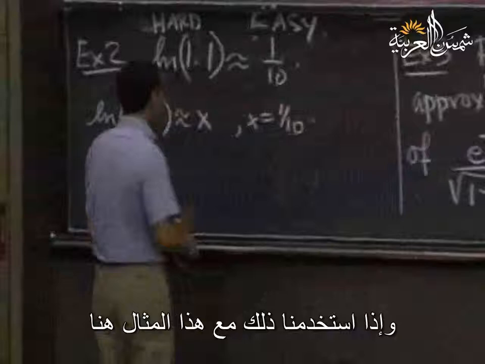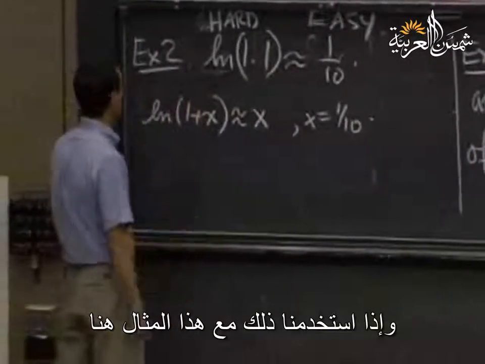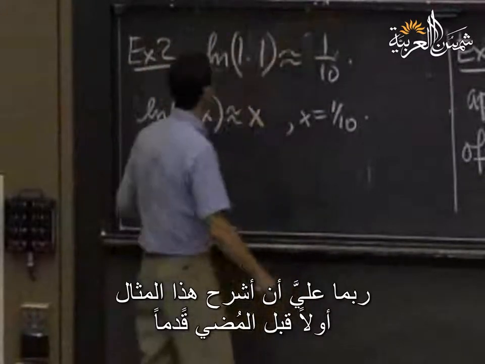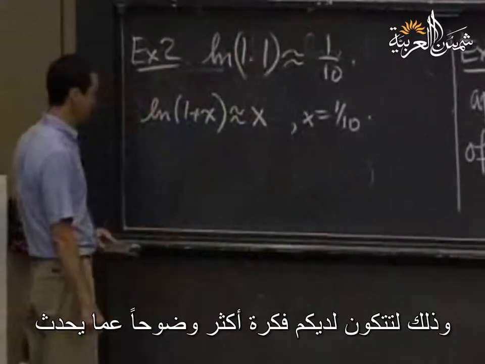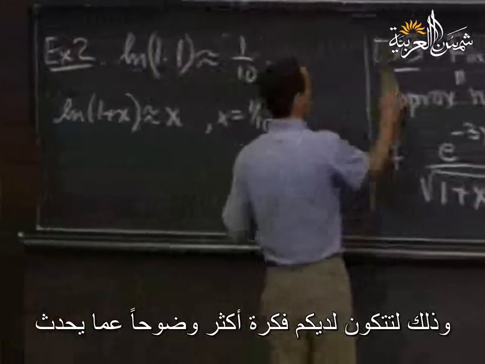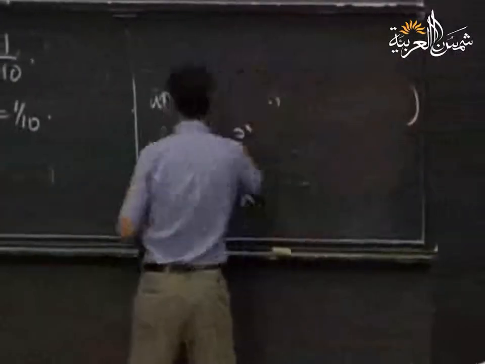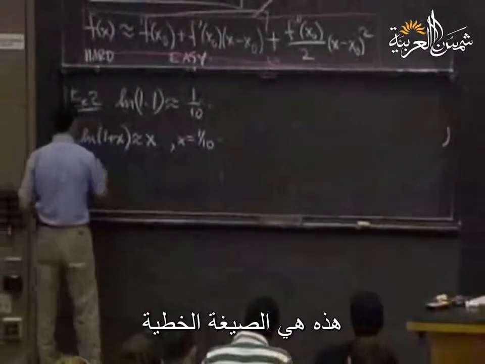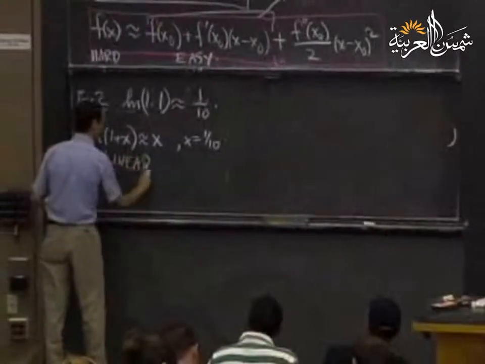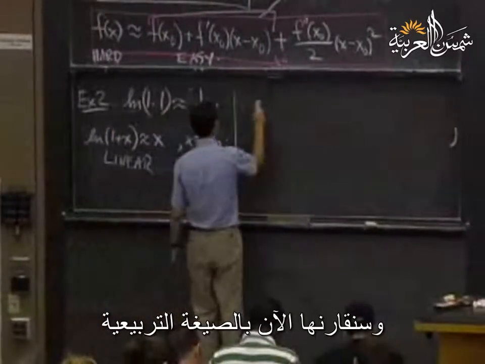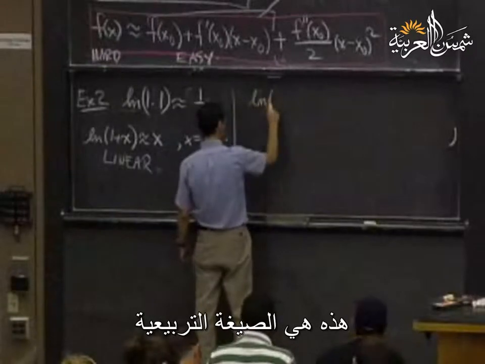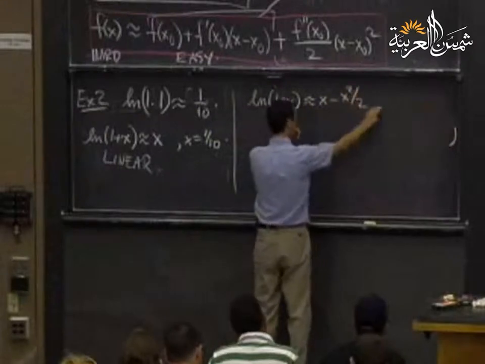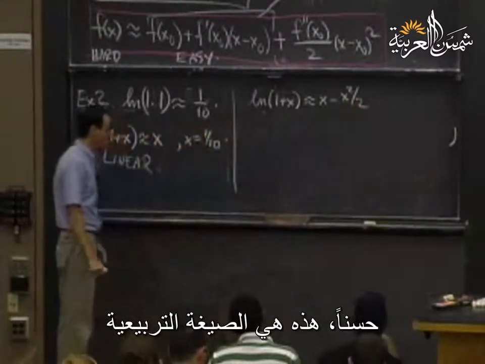And if you do that for this example here, maybe I'll even illustrate with this example before I go on. If you do it with this example here, just to give you a flavor for what goes on, what turns out to be the case, so this is the linear version, and now I'm going to compare it to the quadratic version. So the quadratic version turns out to be this. That's what turns out to be the quadratic approximation.